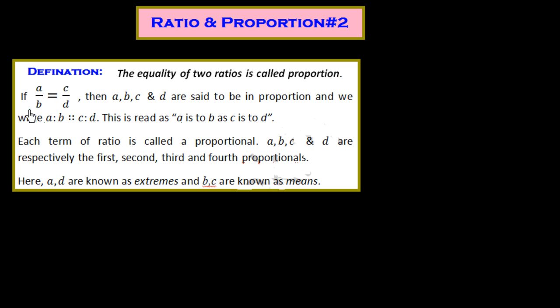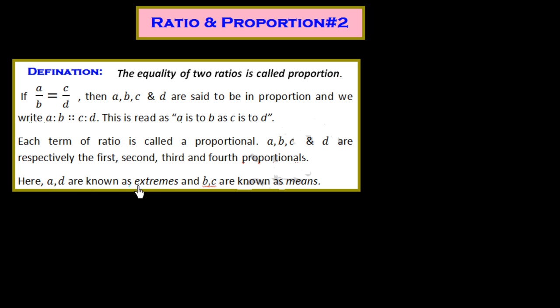Now I explain in detail. If A over B is equal to C over D, then A, B, C and D are said to be in proportion, and we write A is to B as C is to D. So we could write the proportion in this way, and each term of the ratio is called a proportional. Here A, B, C and D are respectively the first, second, third and fourth proportionals.